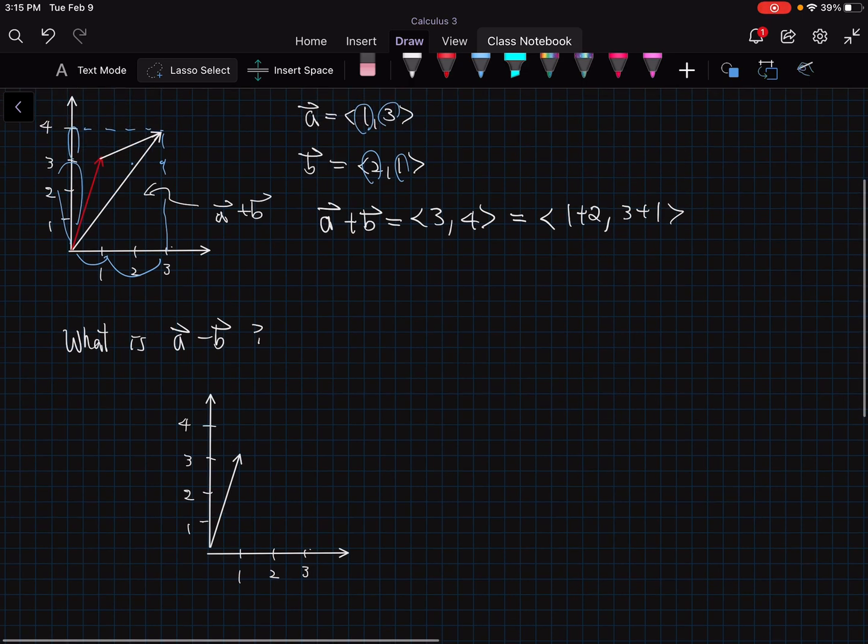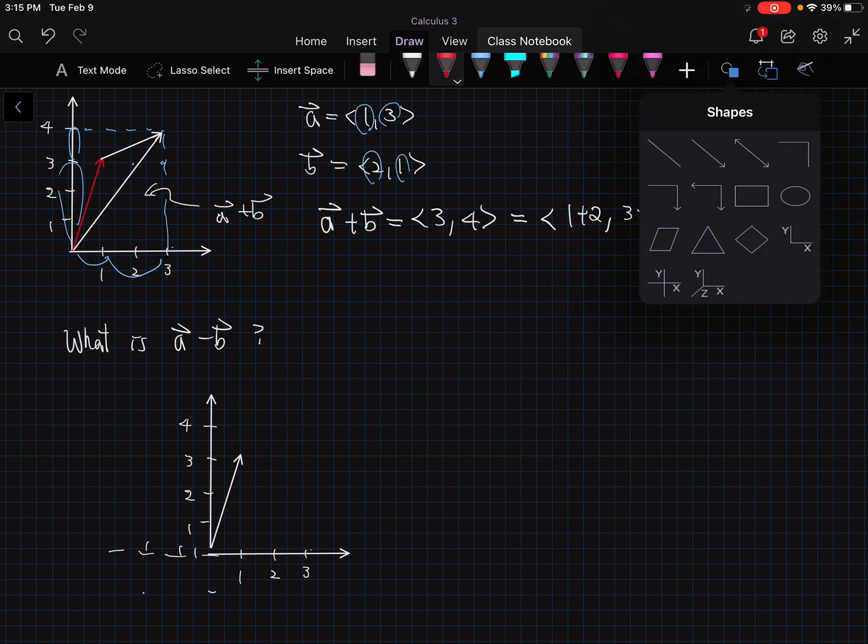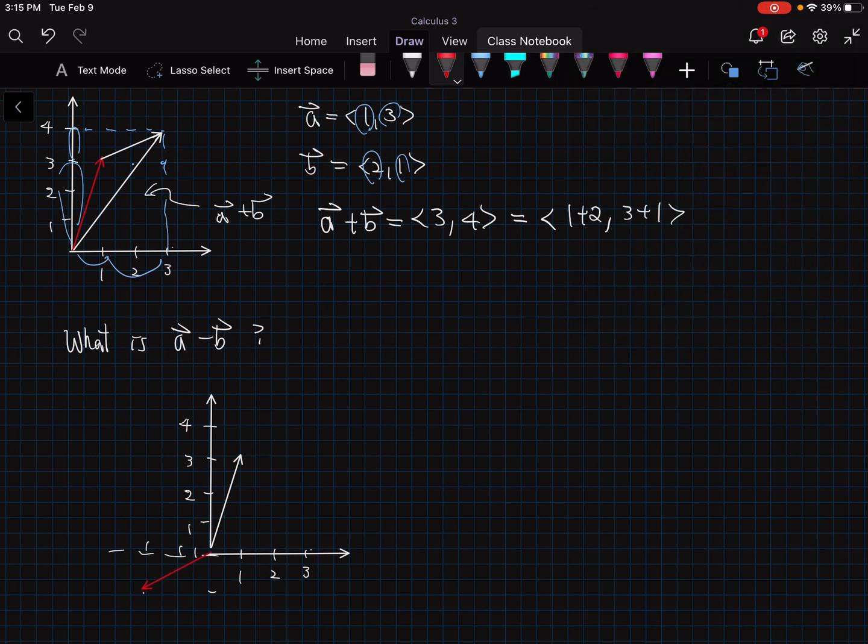Recall B is (2, 1). So now negative B is (-2, -1), so I'm going to go the other direction. I want to go negative 2, and down 1. So this is my new vector. The new sum will be like this. We can form a parallelogram. The new vector will be like this.